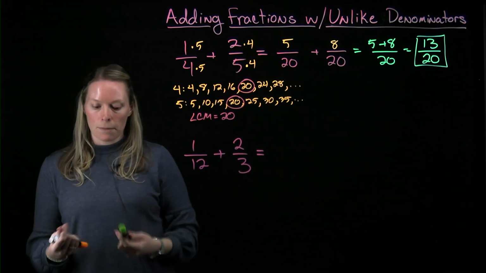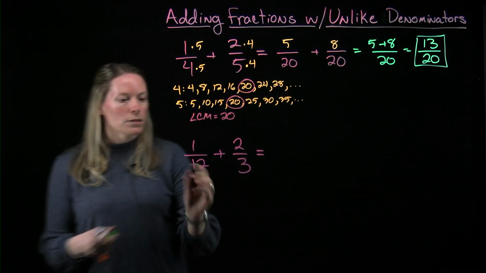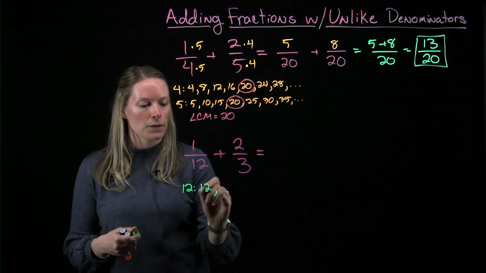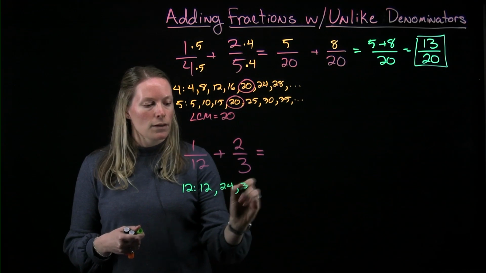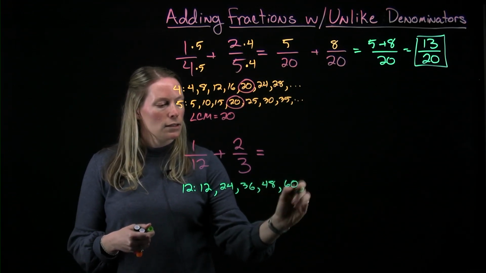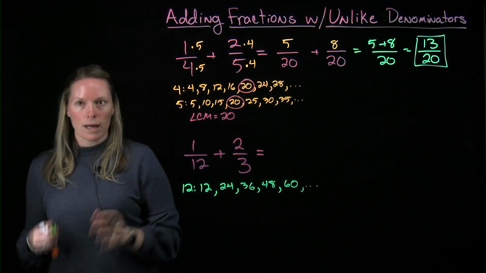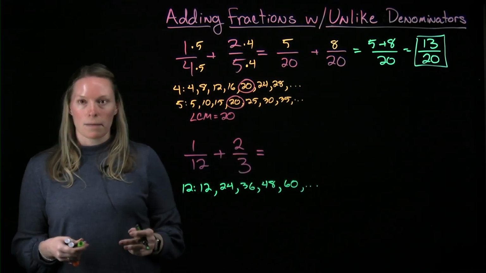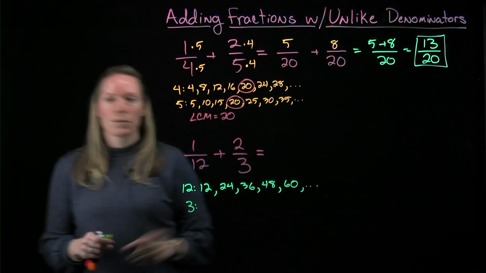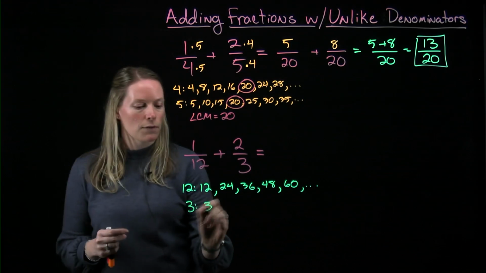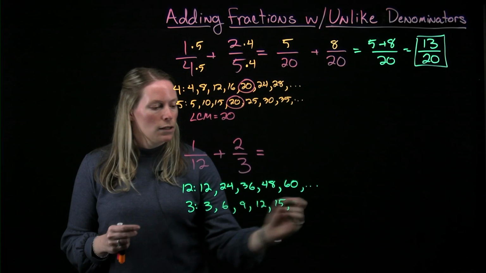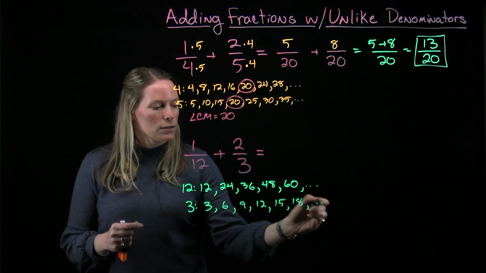Once again, I'm going to start by working on my multiples. So I'm going to start with 12 and find all of the multiples that I can think of 12. So 12, 24, 36, 48, 60, and so on. I think we might already have the multiple here. So I want to double check that by working through with 3. So I'm going to take the denominator of 3 that I have, and I'm going to come up with all the multiples of 3. So I have 3, 6, 9, 12, 15, 18, and so on.